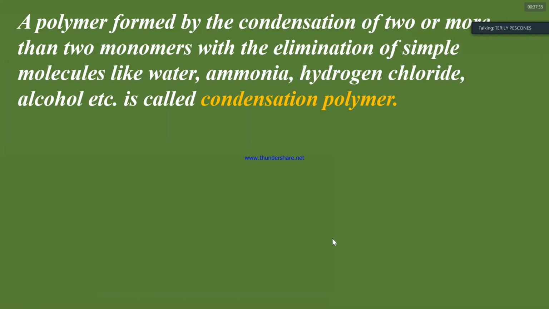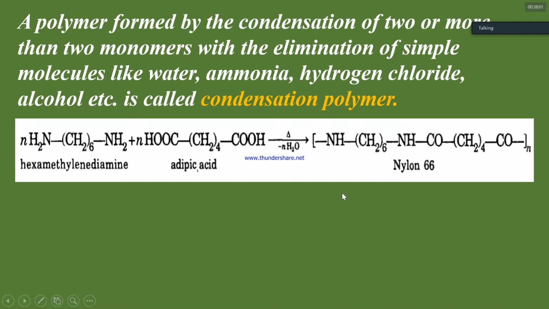Okay, so that is called the condensation process of polymer. Formed by the condensation of two or more monomers with the elimination of simple molecules like water. So not only water, it could also be ammonia, hydrogen chloride, or alcohol. Basically, a condensation polymer has a byproduct. Something is removed when the two molecules join. Okay?